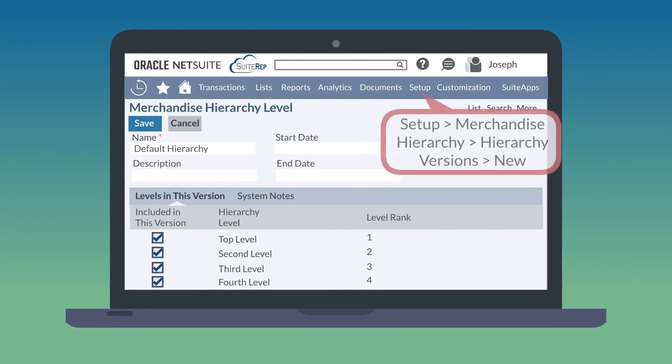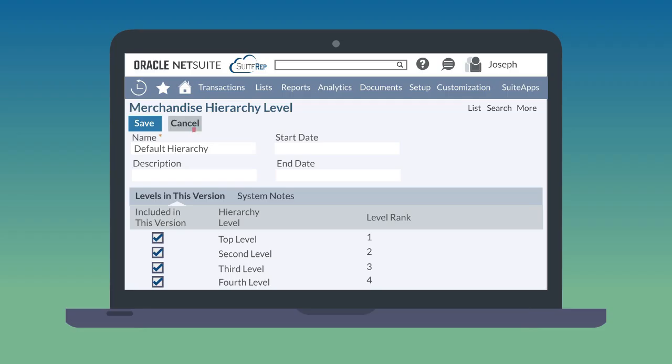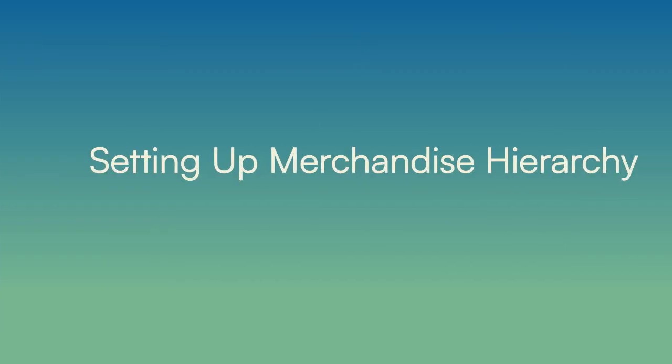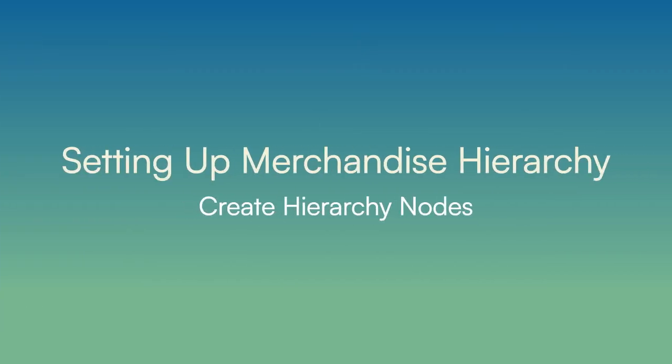A hierarchy version serves as a container for your hierarchy levels and nodes. Go to Setup, Merchandise Hierarchy, Hierarchy Versions, New. Enter a name and description for this version. Set the start date and the end date if applicable. Under the tab Levels in this version, select the levels you have previously created and wish to include in this version. Save the version.